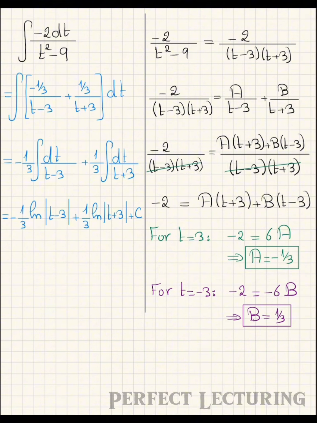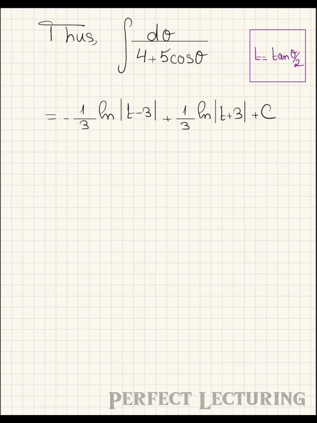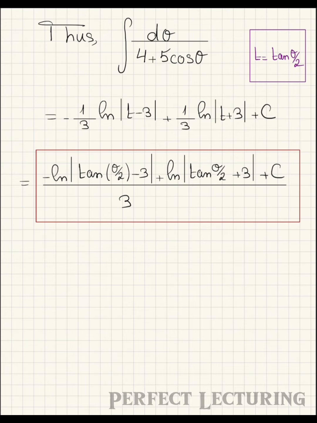One more step is to bring it back to theta. So we replace each t by the tan of theta over 2, and we end up with the following answer.